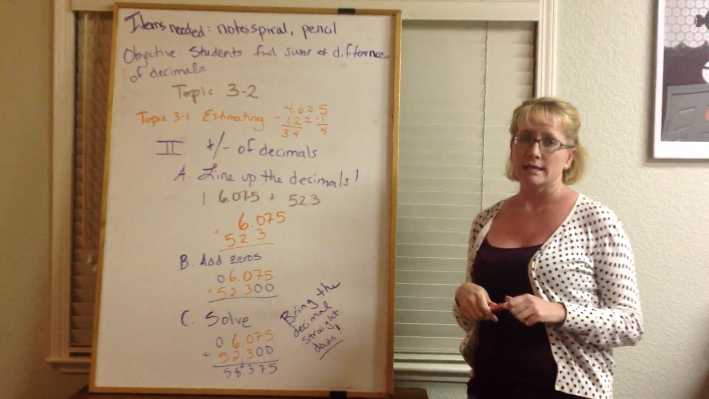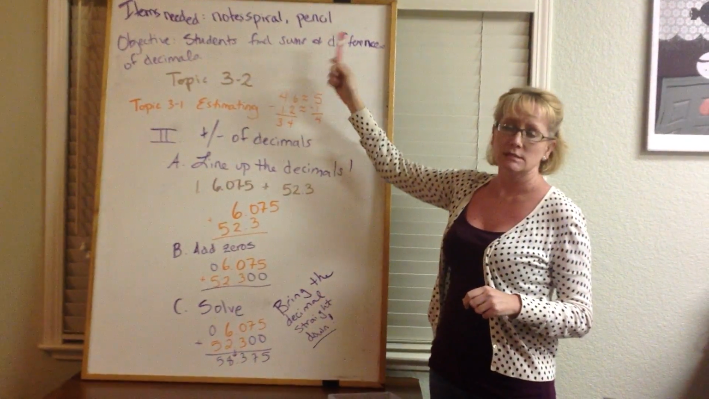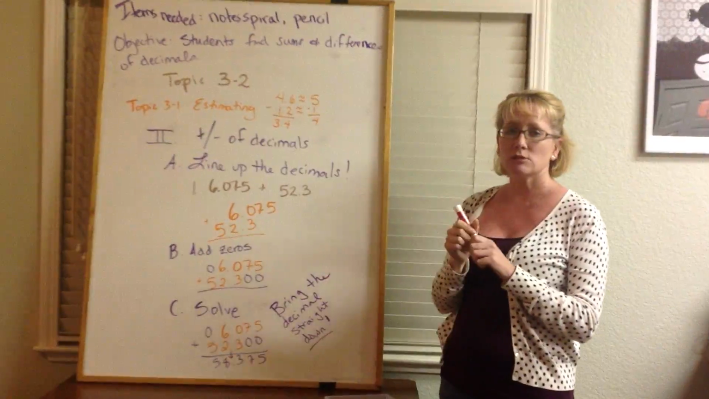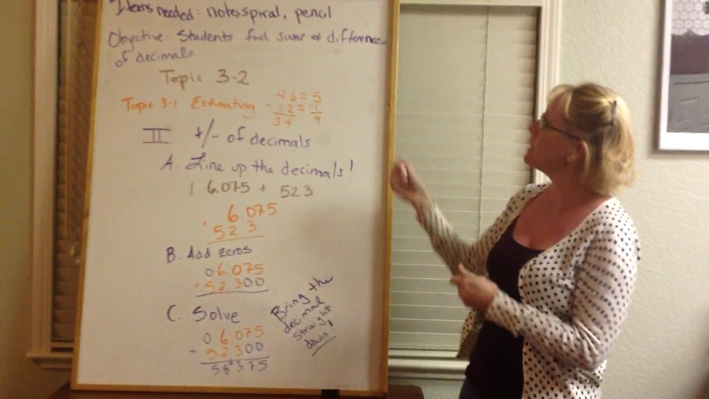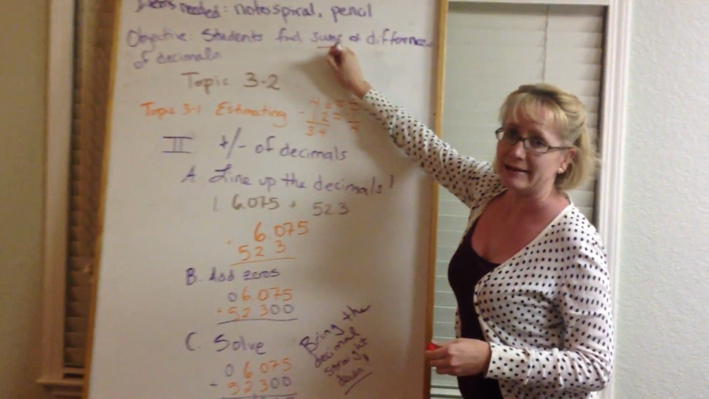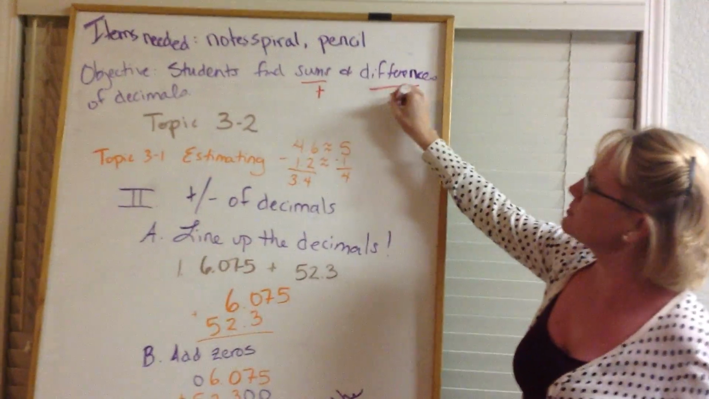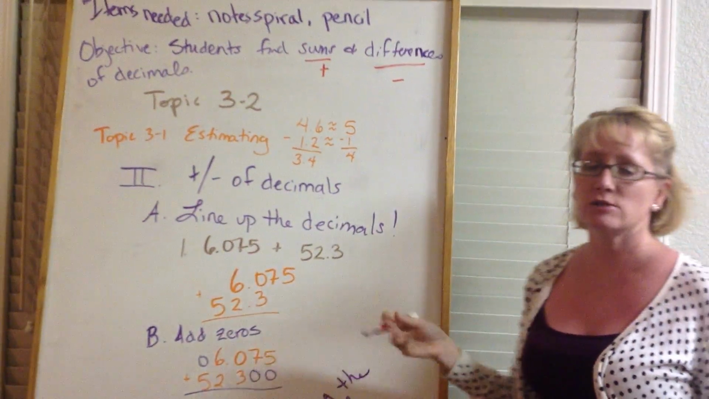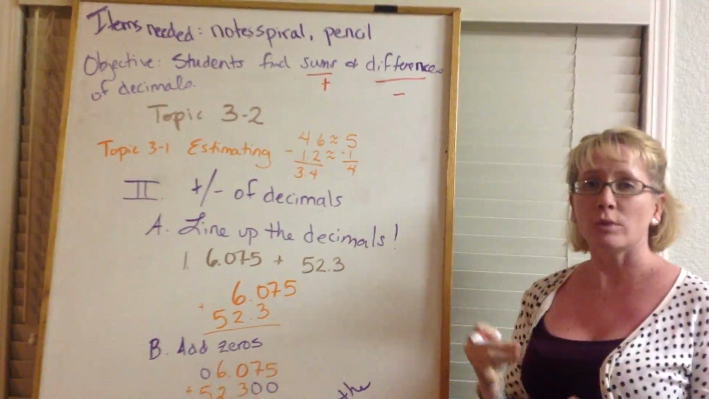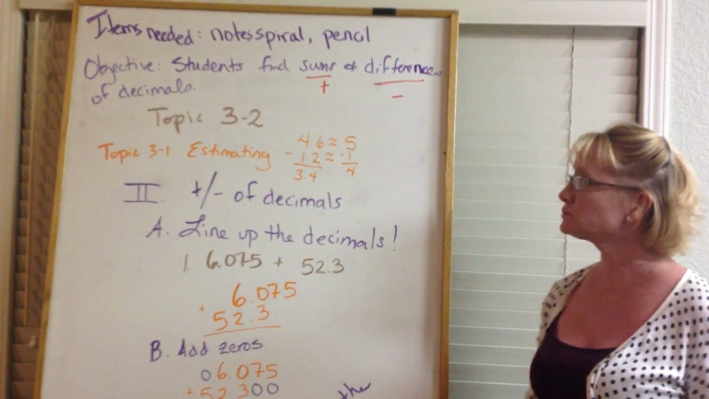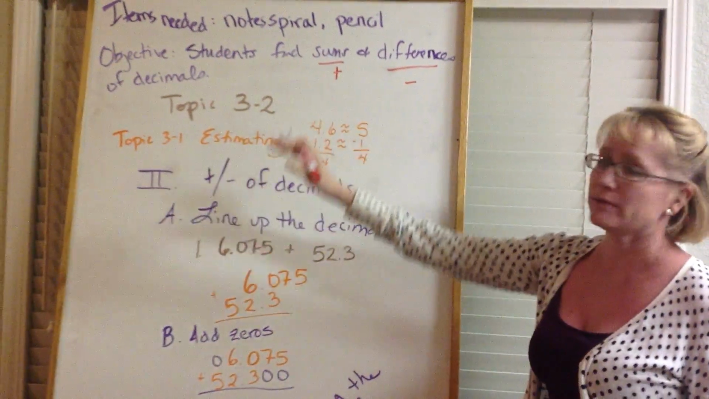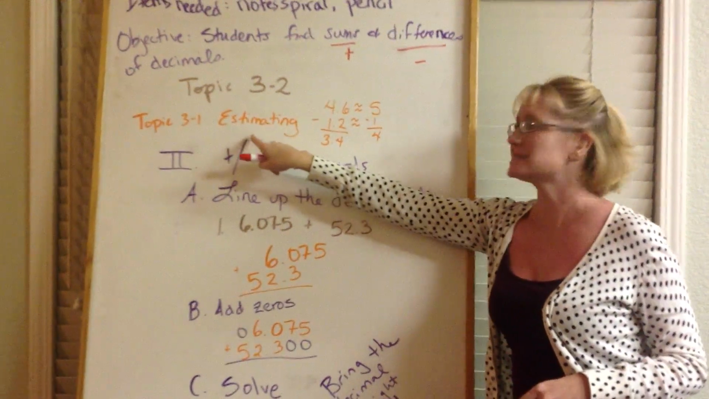Our objective today is that you can find the sums and differences of decimals. So let's remember what these words mean. Sum means add, and difference means subtract. So our goal today is that you can add and subtract numbers with or without decimals. Before we get going on that, let's go over real quick topic 3.1, estimating.